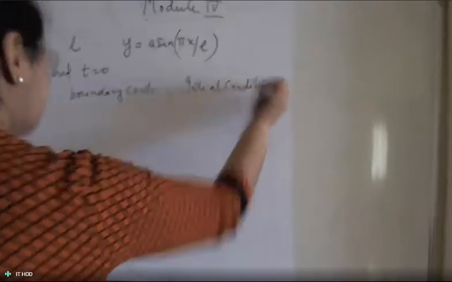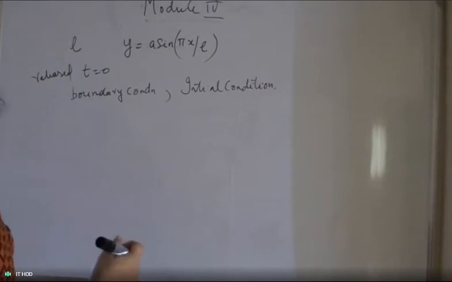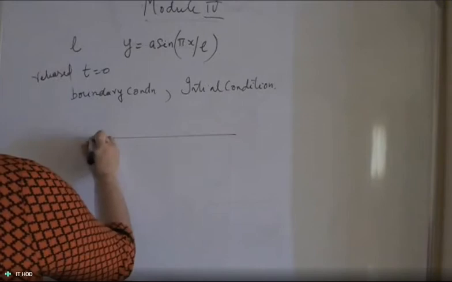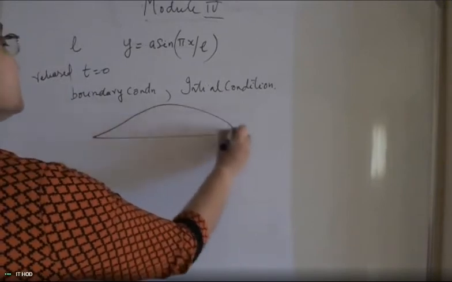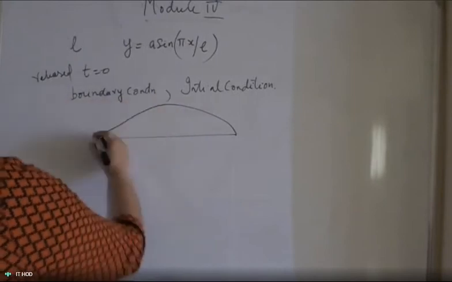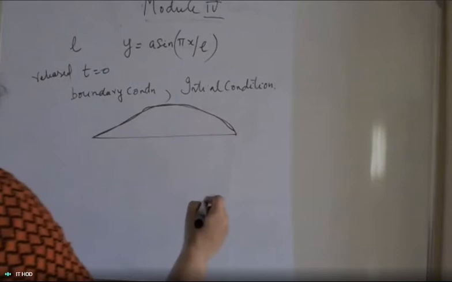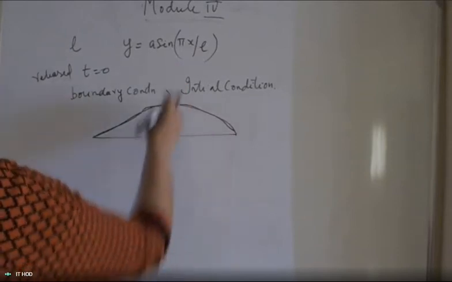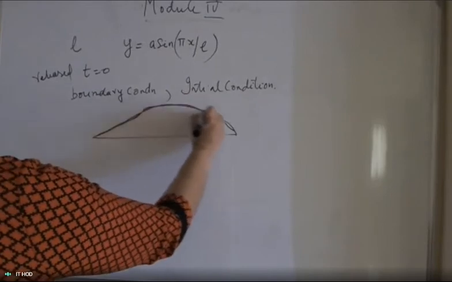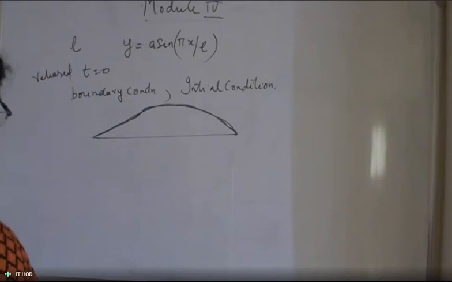Initial condition will be there. And here, reading the problem, we can see that the string is stretched like this. So right now, this is the position of the string. And they are saying it is released. That means we are starting from this position. The string is like this now.